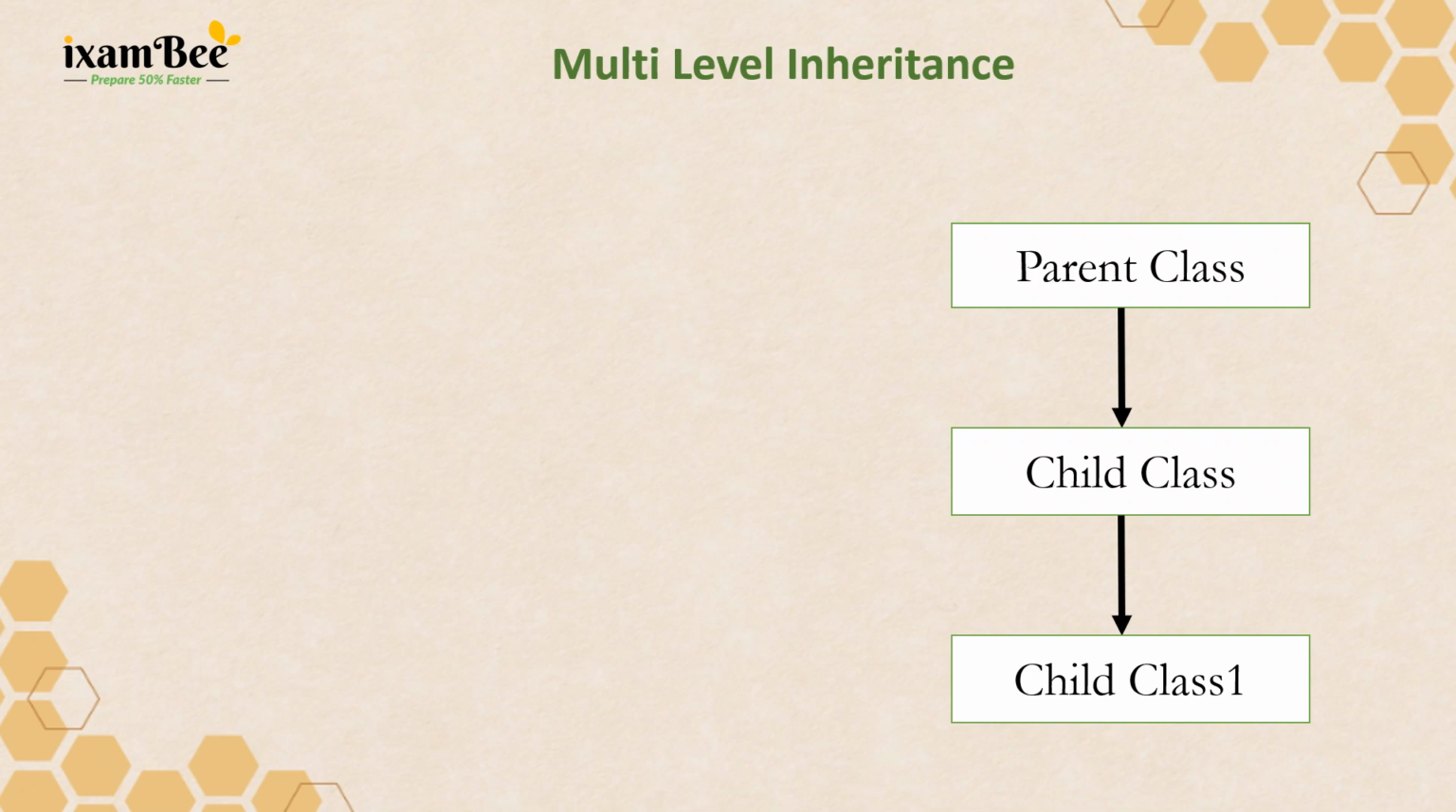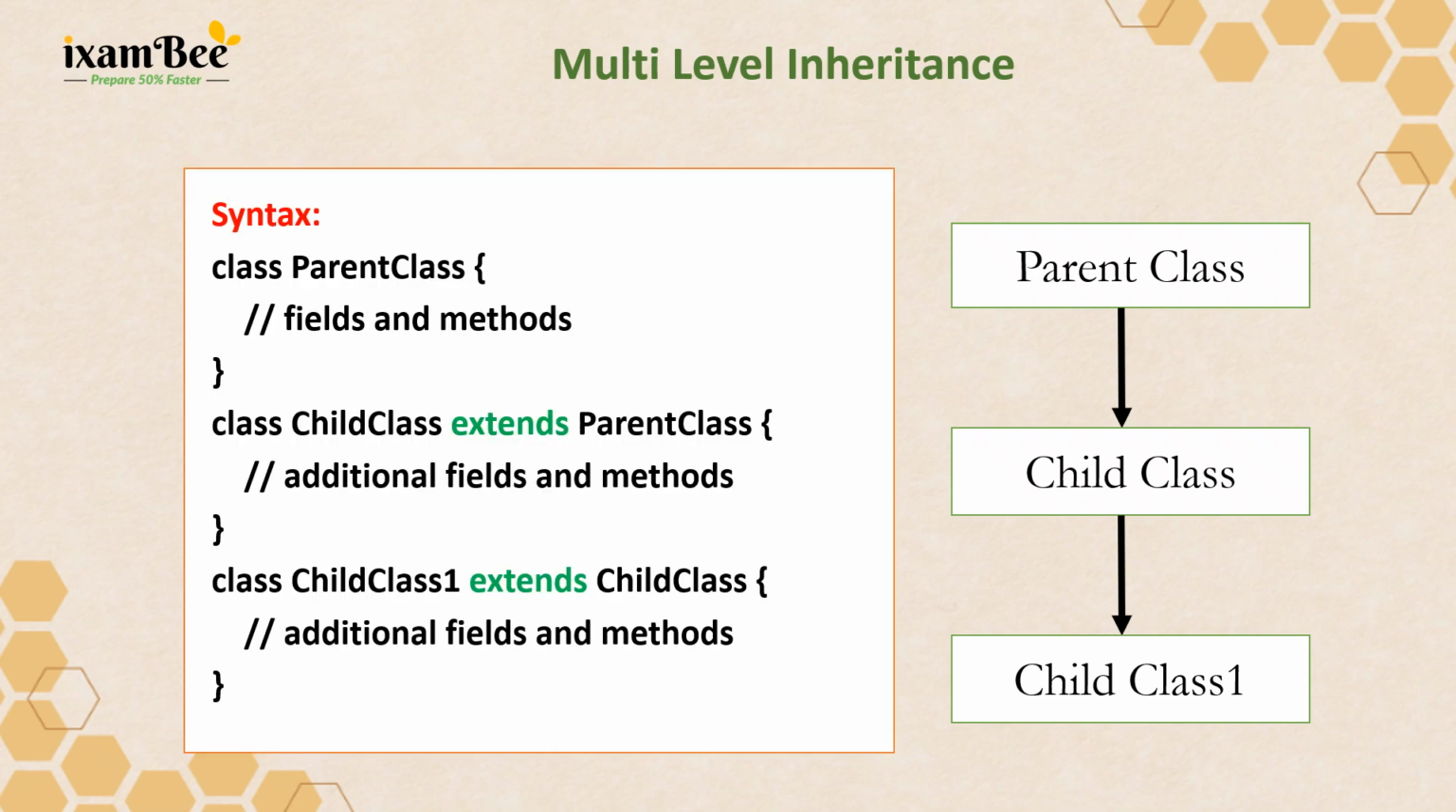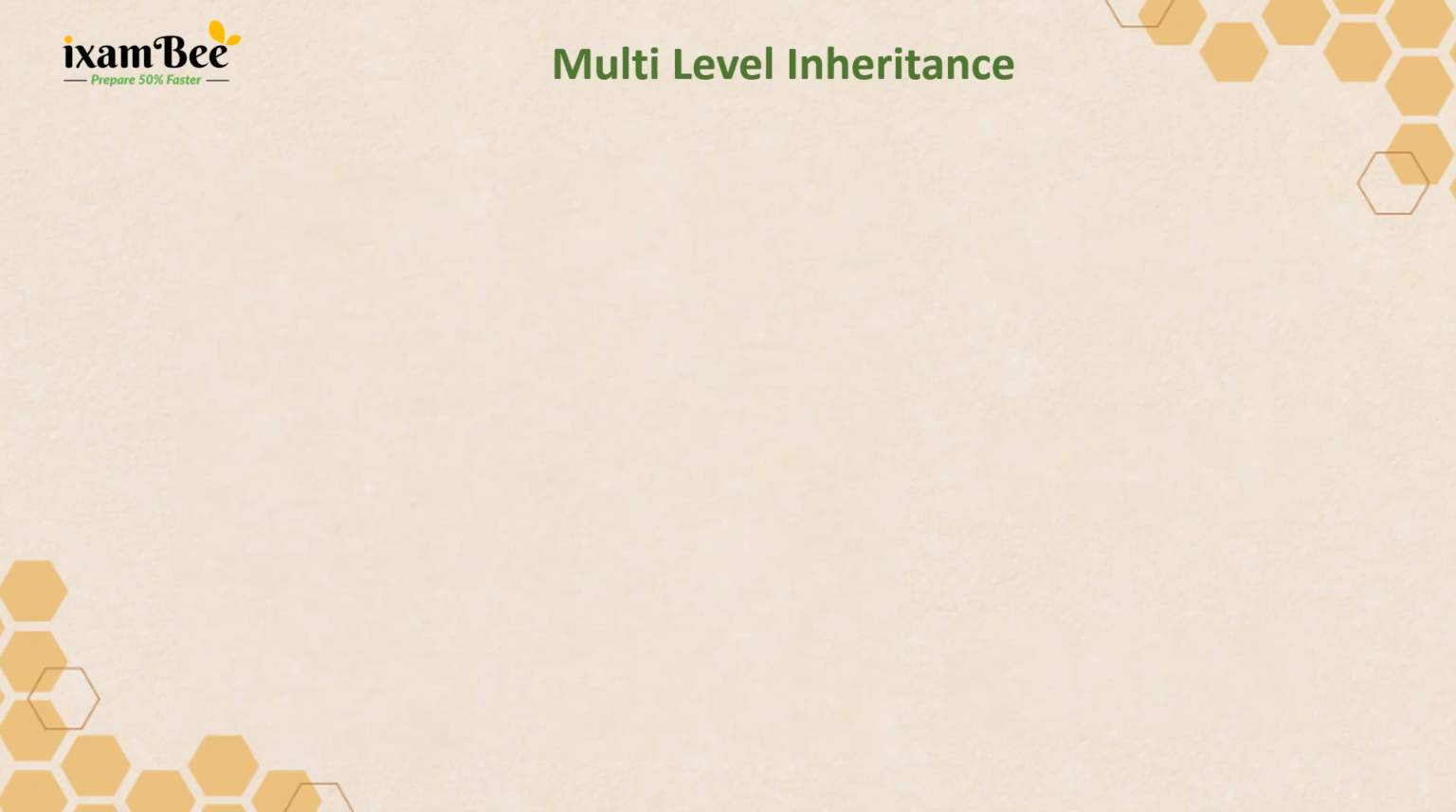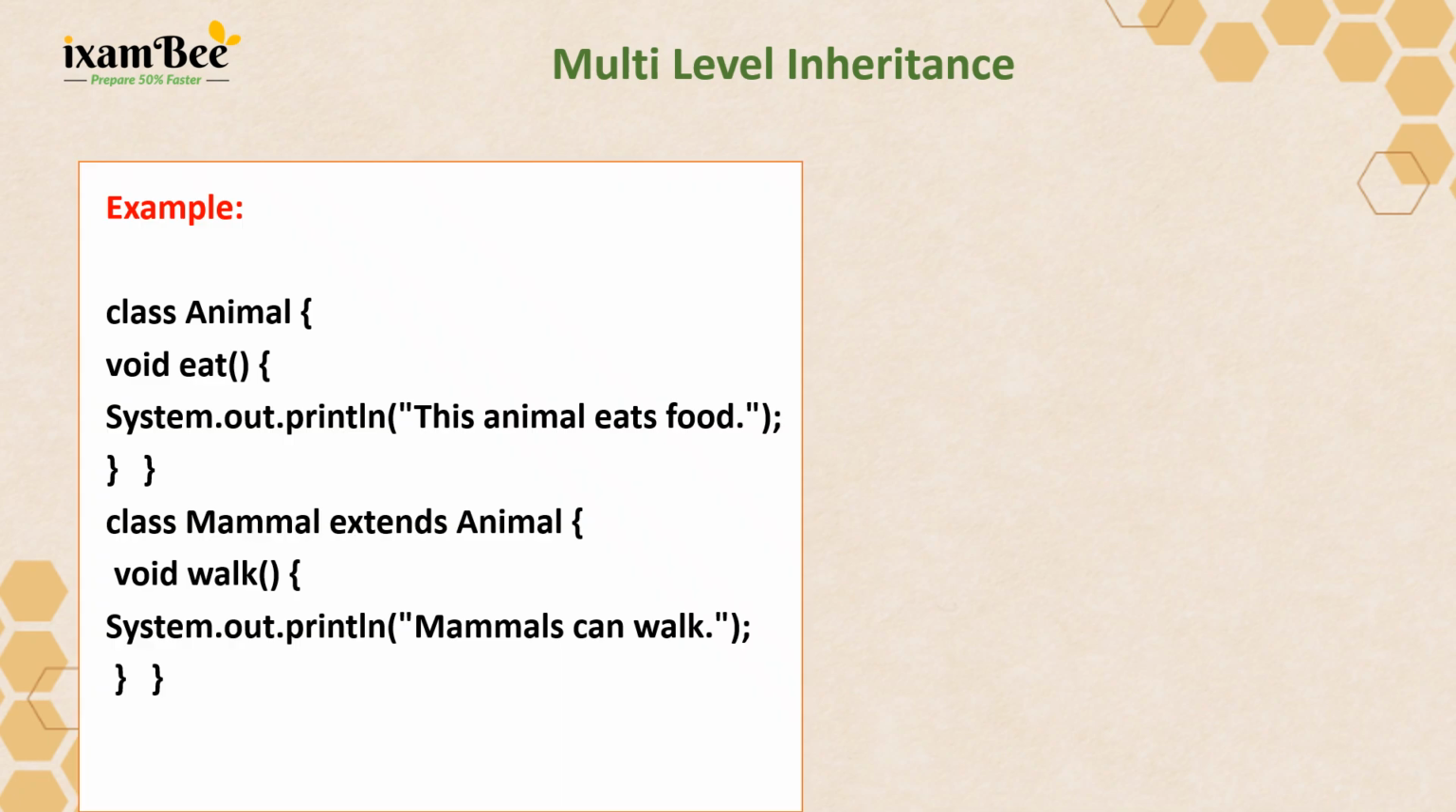In the multi-level inheritance, the syntax would be first create a parent class. The child class could be created by extending the parent class and you could create a child class 1 that extends from the child class. Let us now look into an example of multi-level inheritance.